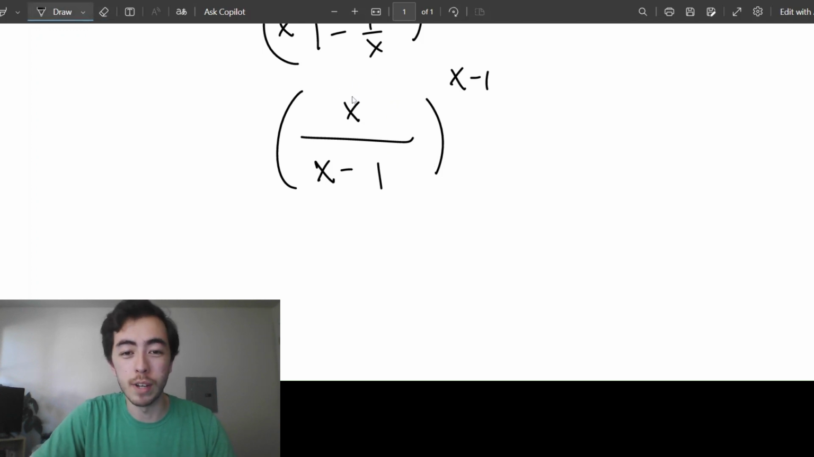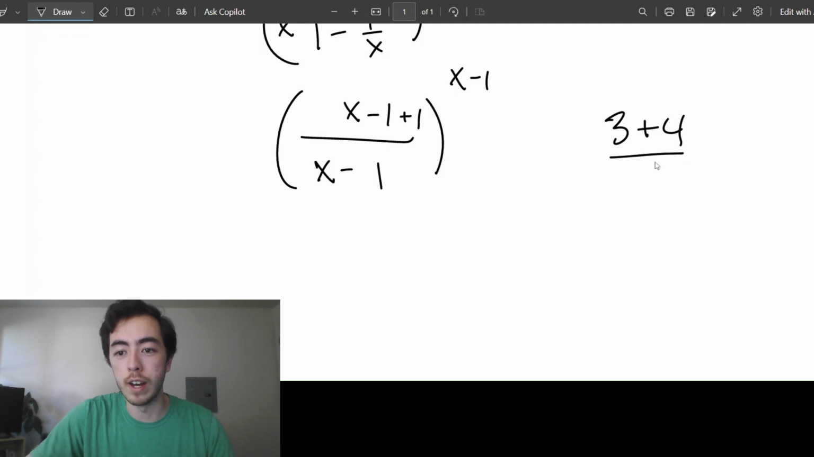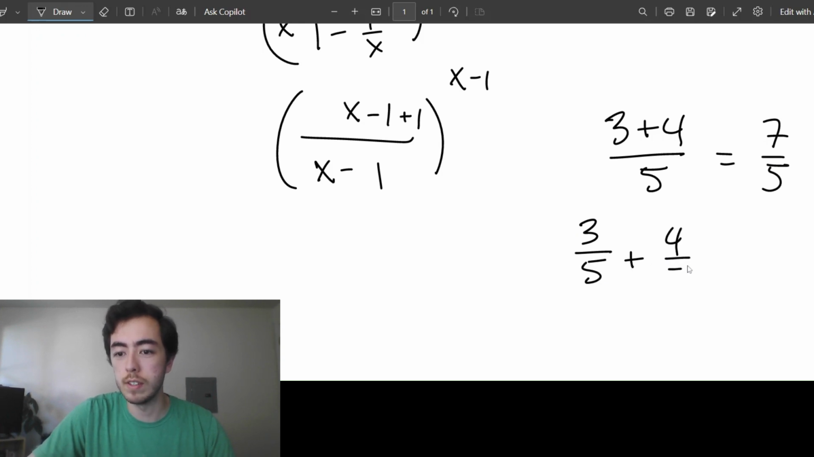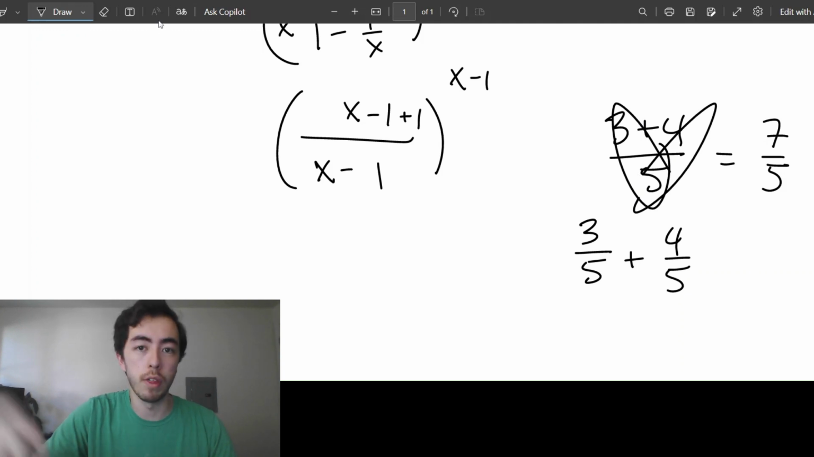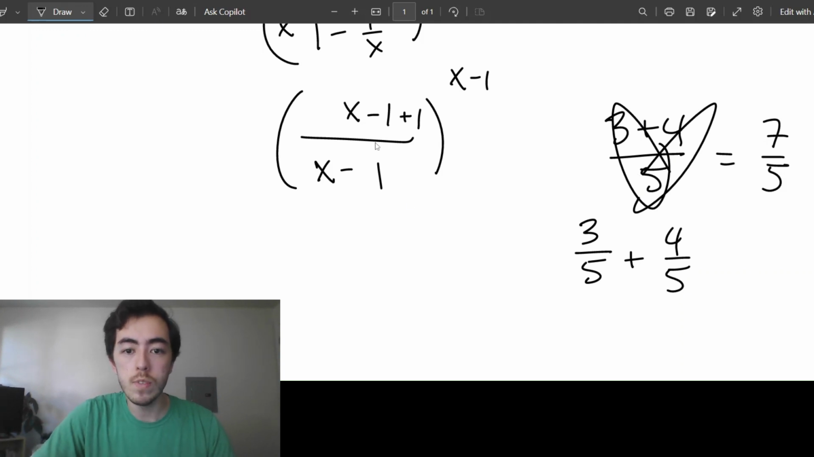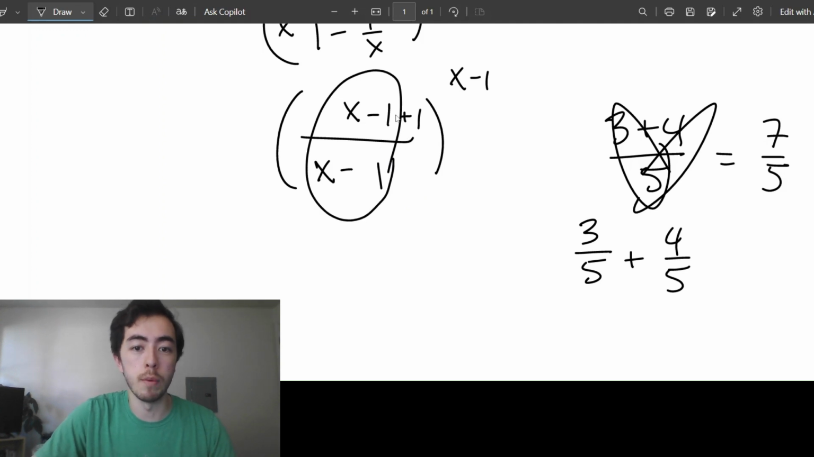It's a little silly, but I want to do minus 1 plus 1 on the top. Hopefully you and I agree that's not going to change its value. Another rule I'm going to apply here is that I can distribute a denominator. So like 3 plus 4 over 5, this is just 7/5. But I could also do 3/5 plus 4/5 like that. This is me distributing that 5 to both the 3 and the 4. So I'm going to choose to distribute the denominator here to the x minus 1.